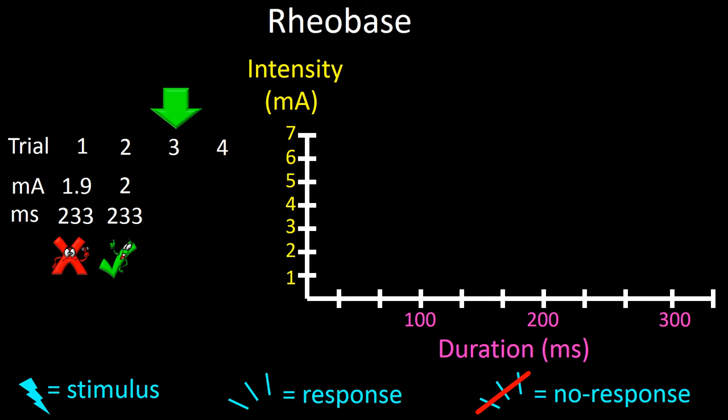Now I will move to the third trial. In this trial, the intensity will be brought back to what it was when there was no response, but the duration will be increased. What we are trying to do is to determine if an increase in duration is capable of triggering a response at an intensity not capable to do so before. So, in this hypothetical example, we will use 1.9 milliamps with a duration of 235 milliseconds. Such a stimulus will not produce a response, a fact that I will document by placing a red cross under the third trial.